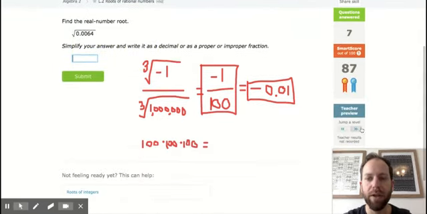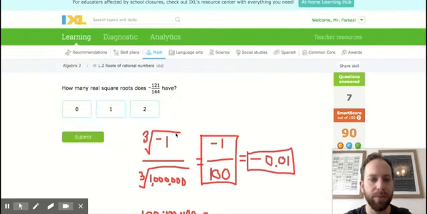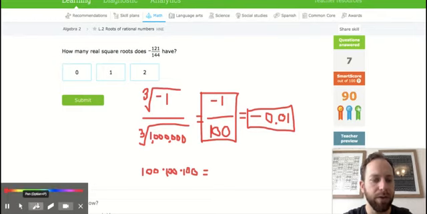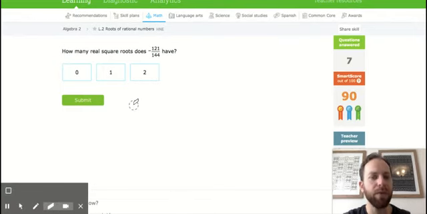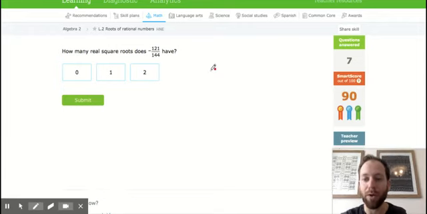All right, let's see if the challenge zone is any different. So let's do one of these also. Even though once you get to 90 you have the A, you might want to get to 100. A lot of you have been getting to 100 because you like the challenge of it. So how many real square roots does negative 121 divided by 144 have?